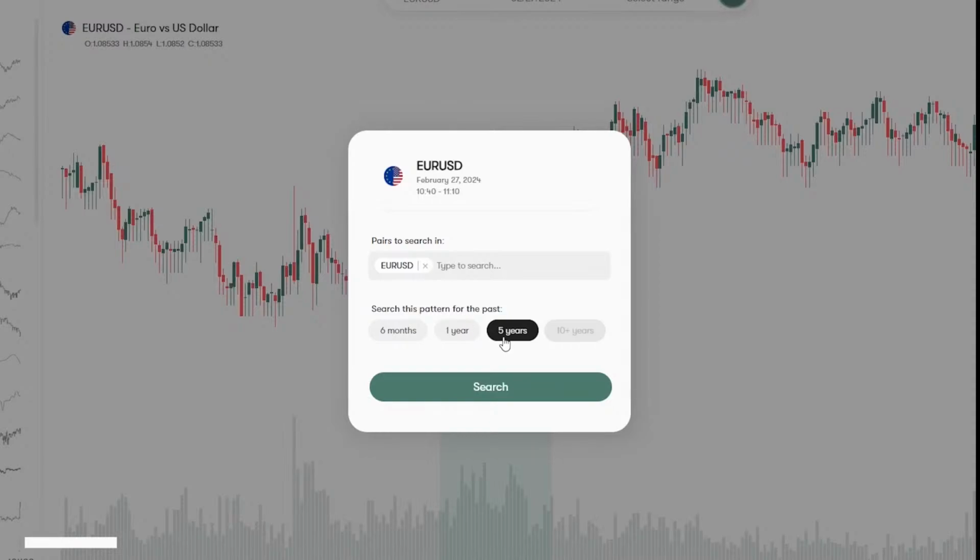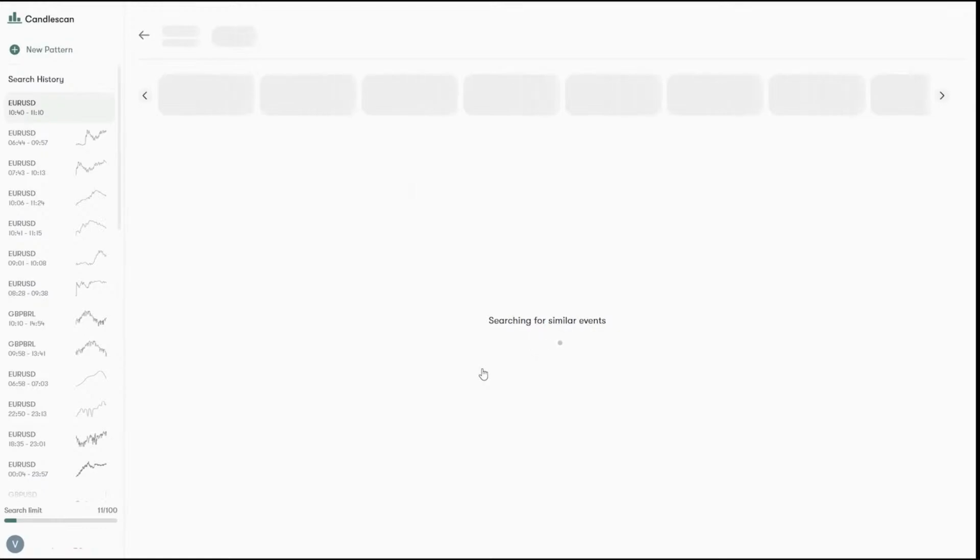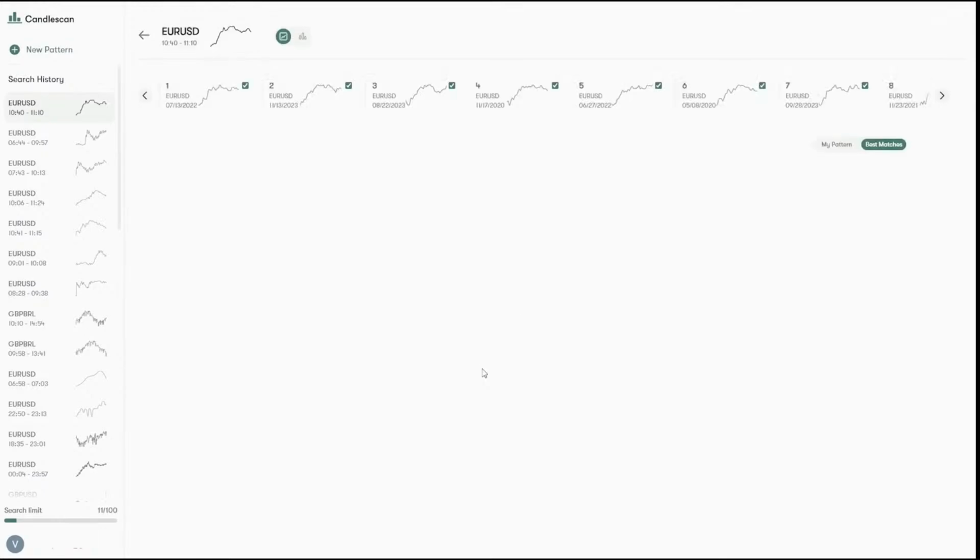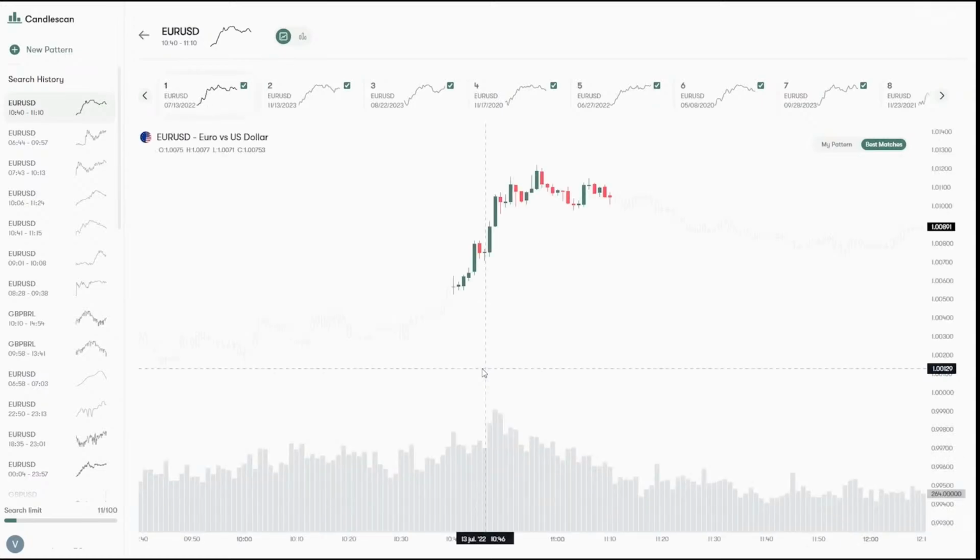You can also select how much you want to go back in history. Of course, we will get better matches if we select 10 plus years with a lot of different symbols, but for this one, I want to look at recent stats. It will take a few seconds until it recognizes the pattern and scans through everything to get our best matches. Not all results are going to be great matches, of course, but you'll see the top results, which gives us a great idea of what usually happens after this pattern.